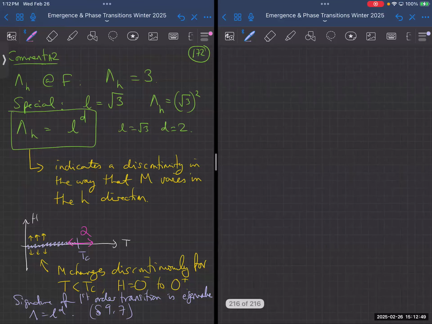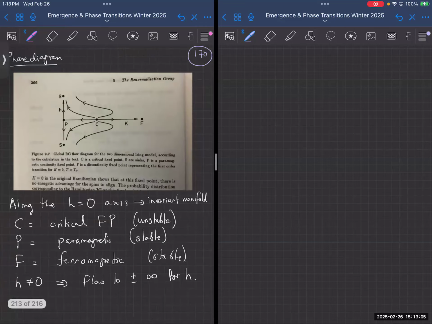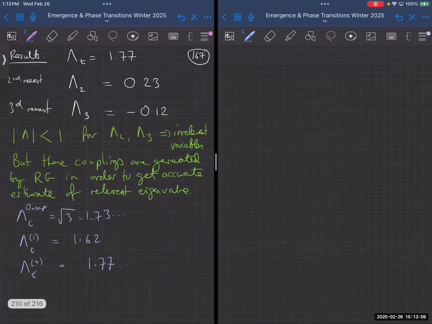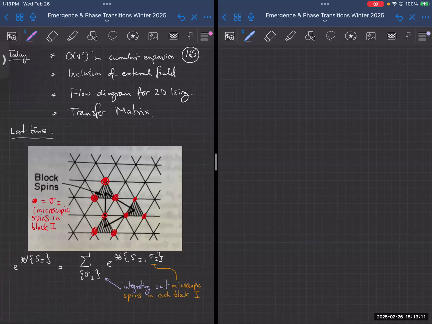So this simple calculation that we've done here is already telling us an important amount of information about the system that we otherwise would not have known. Okay, so I think that's all I want to say about the flow diagram for this case.